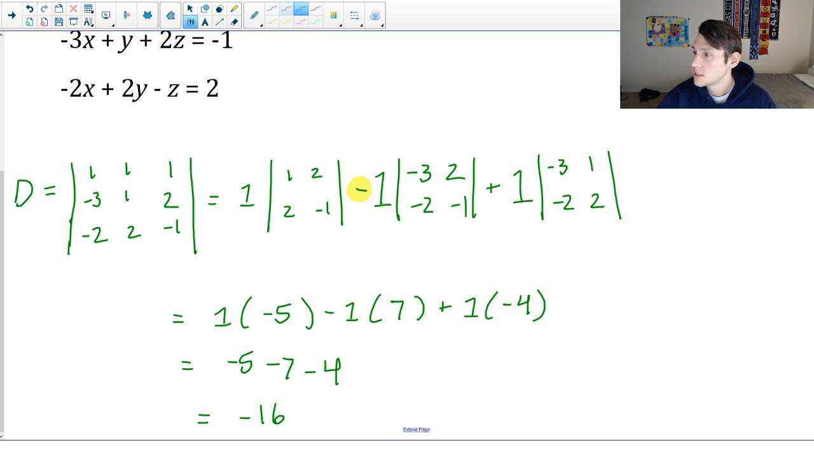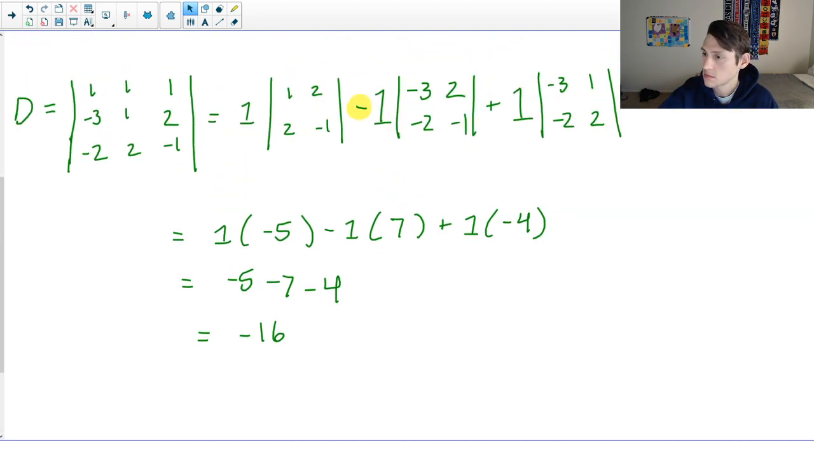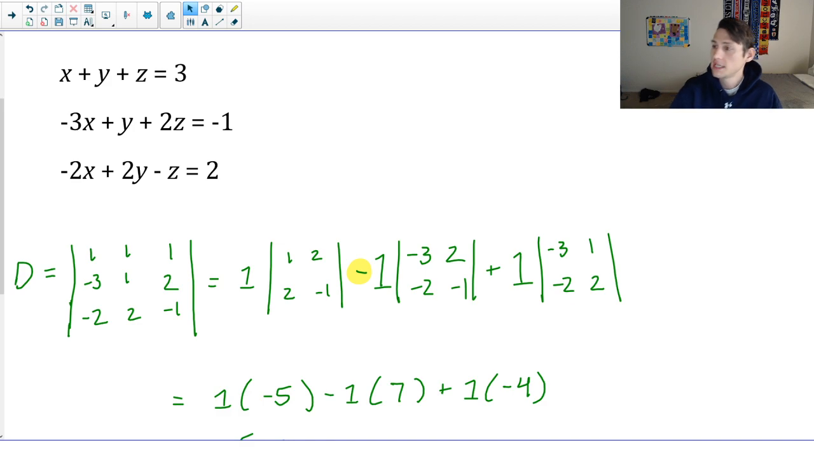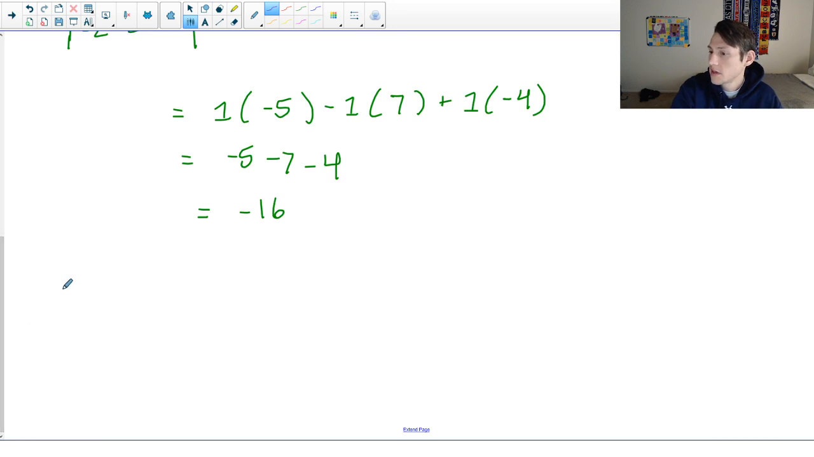Okay, so we'll need to keep this in mind. But for the moment, we need to go through and calculate something else. So what we need to do, since we are trying to solve for y, right? The question asks us to solve for y. So now we need to find dy.